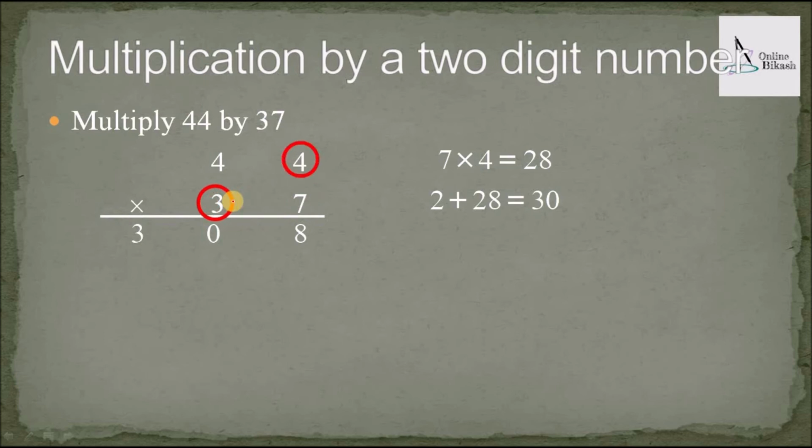3 times 4 is what? 12. So from this 12, this 2 will be placed here. You have seen we are leaving this space. Whenever we are moving from this digit to another digit, we will have to change the line. We have finished this line and we have to start this new line, and here you have to leave this space. No need to write anything here, just continue from here.